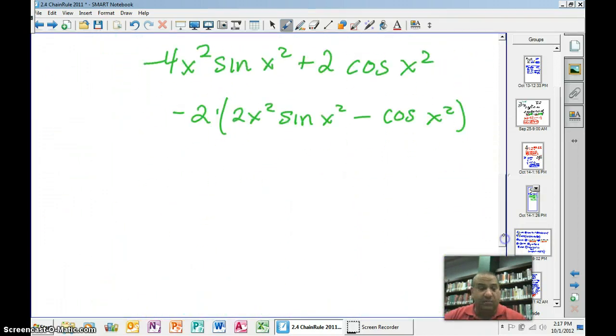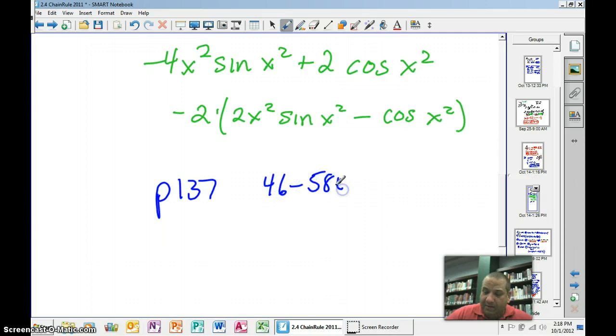I don't see any more, but let me give you something to practice before the end of this. I want to thank my trig function people for yelling trig functions, and for asking lots of questions. But on page, I believe it's 137, we're going to look at 46 to 58 even, I think. And let's look at 67. These are trig functions, all right?